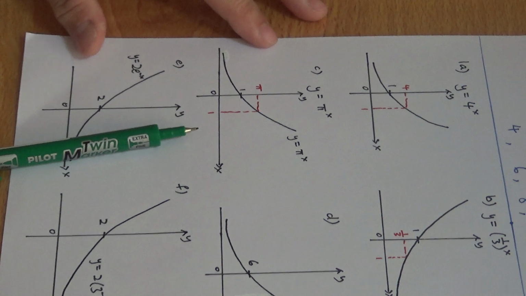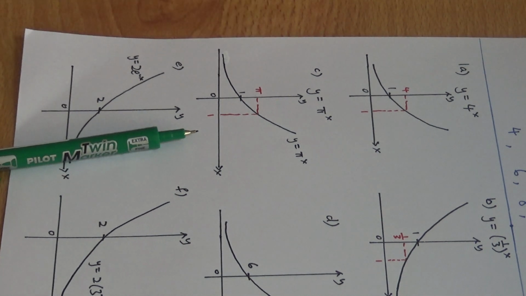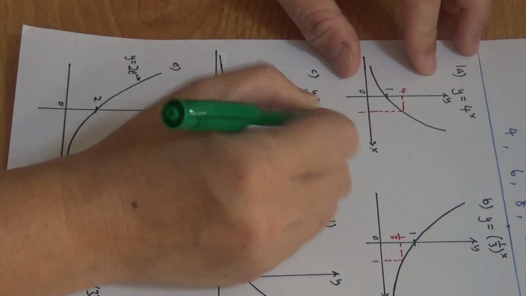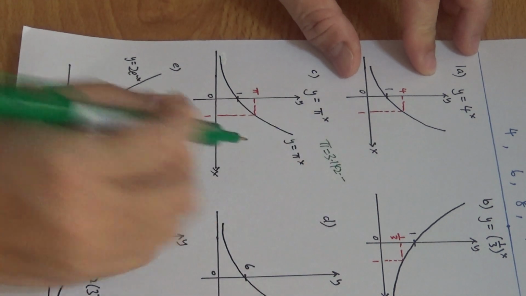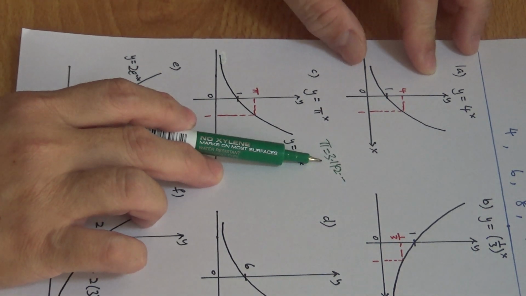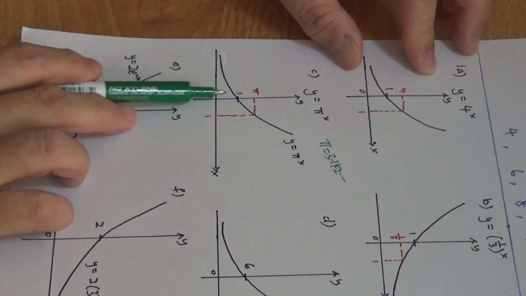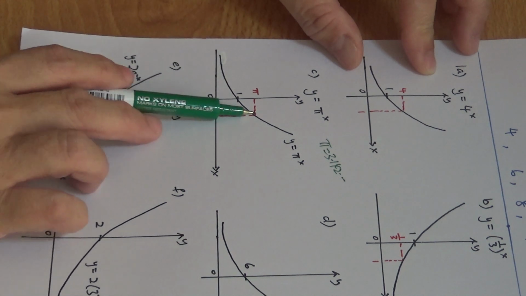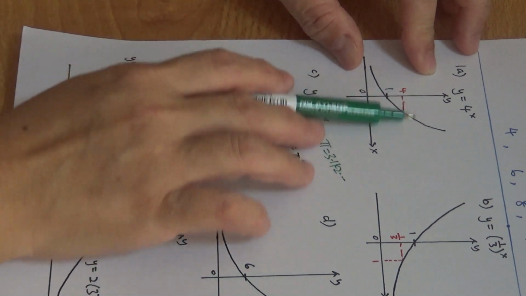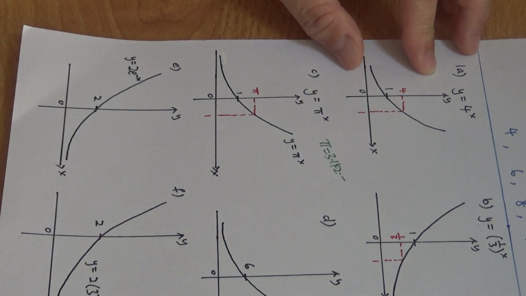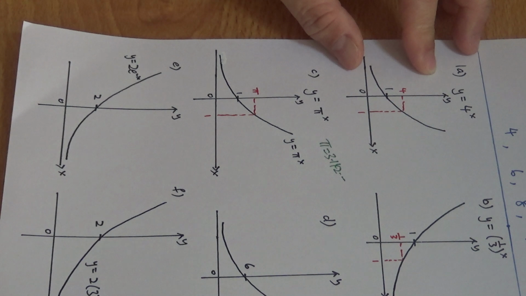Part C is y equals pi to the power of x. Everybody knows that pi is about 3.142 and so on, so this is bigger than 1. So I will get this cut at 1. When x is 1, y is pi. This will be the first 3, A, B, C, that are given in your textbook itself.